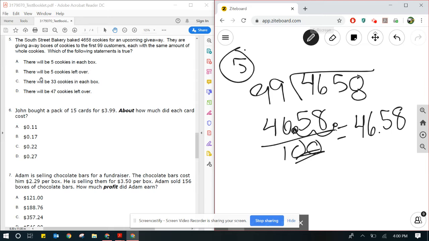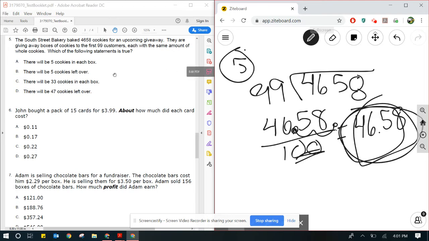So I really only have 2 options here. Option A is wrong because that says there's 5 cookies in the box. Well, we just said my answer should be 46 cookies in the box or close to it. Option B, there could be 5 cookies left over. We don't know. Option C, there are 33 cookies in the box. Well, that's not true. We said there should be 46 cookies in the box. So clearly that's wrong.